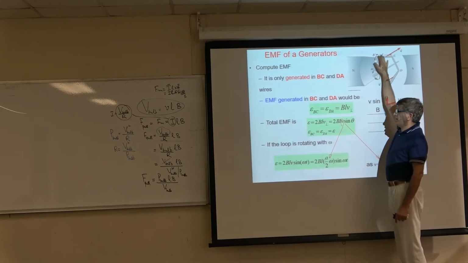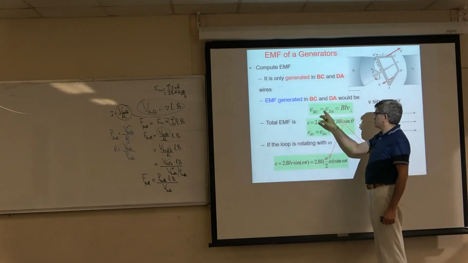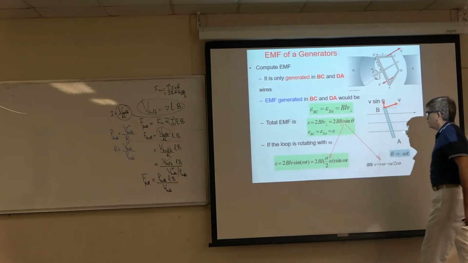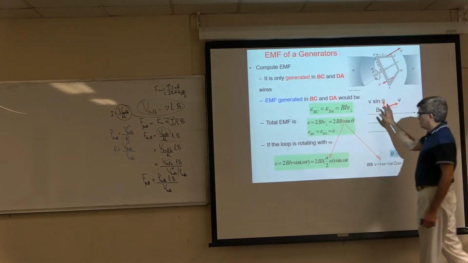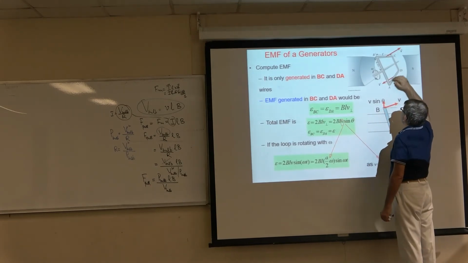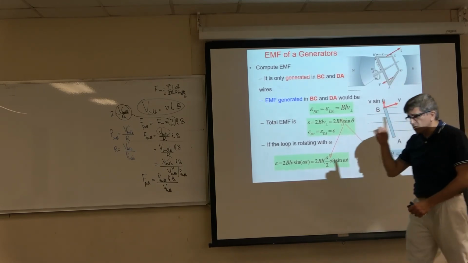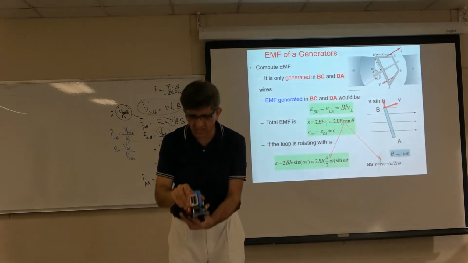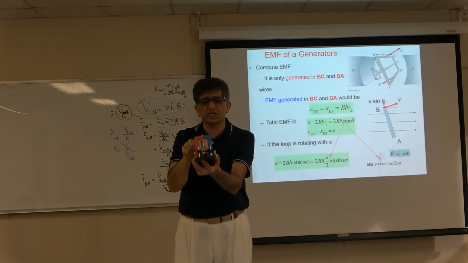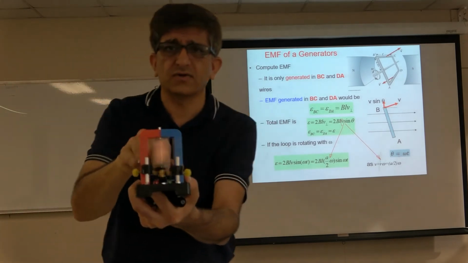So I can add them up to get the total EMF generated in this coil. The total EMF is 2 times B times L times the perpendicular component of V, which is V times sine of theta. So the EMF across side BC and AD is the same. Now, since this loop is rotating, as you see over here, there is a rotational velocity that we have to take into account.